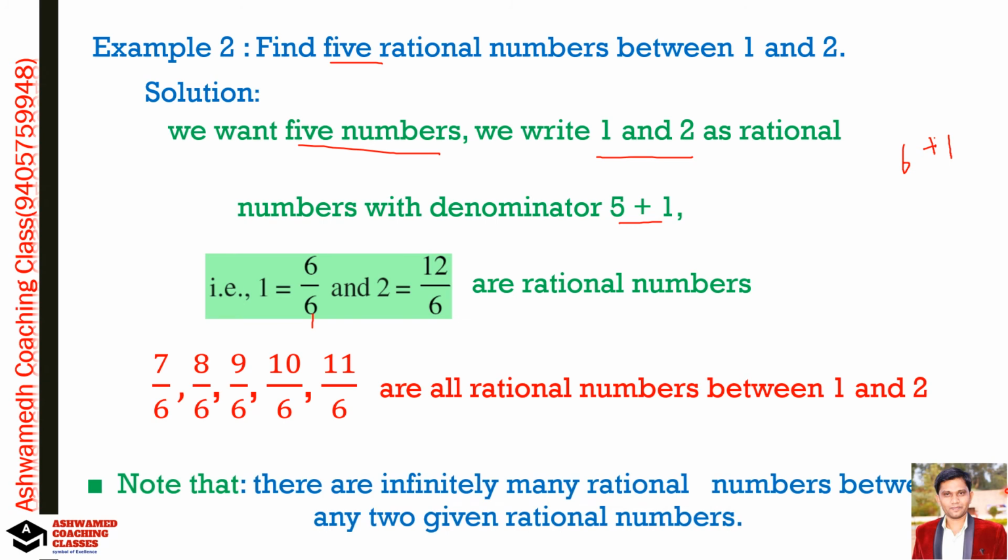Now this is one more important note. There are infinitely many rational numbers between any two given rational numbers. We can find infinitely many rational numbers between any two rational numbers.